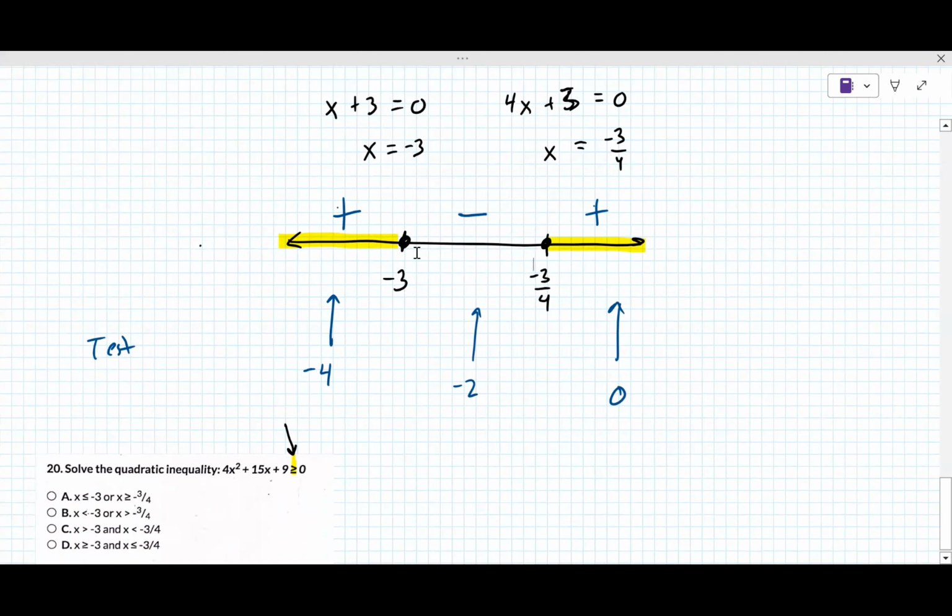We have a filled in. So the symbols here, these always go with the filled in, and then these go with the filled in as well, the brackets. And then if it's just a greater than or less than, that's the open circle. They go with parentheses. So what I'm seeing here is that it's all the numbers less than or equal to -3 and all the numbers greater than or equal to -3/4. All the numbers to the left, all the numbers to the right.